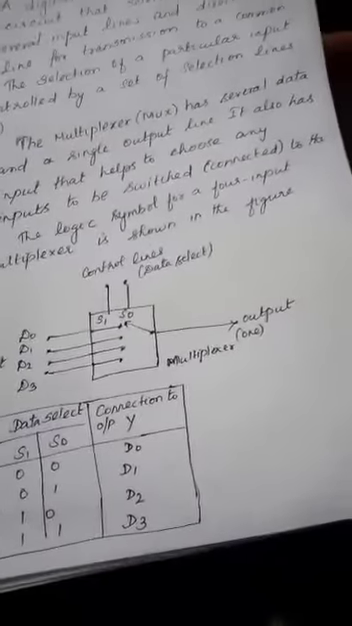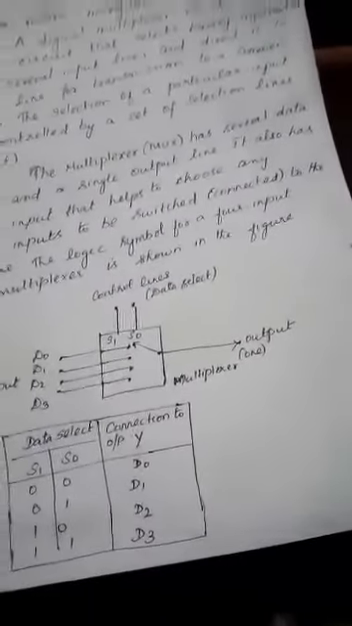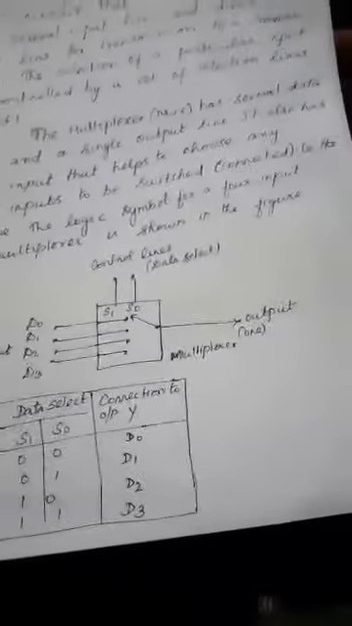Okay, so now here is the tabulation for the selection lines. Here we are having S1, S0, that is the data select or the control lines, and this is for what? To select the particular data input line. For this we are having 4 input lines, so we have 2 data selects, that is S1 and S0. Here is the combination for that: 0 0, 0 1, 1 0 and 1 1.